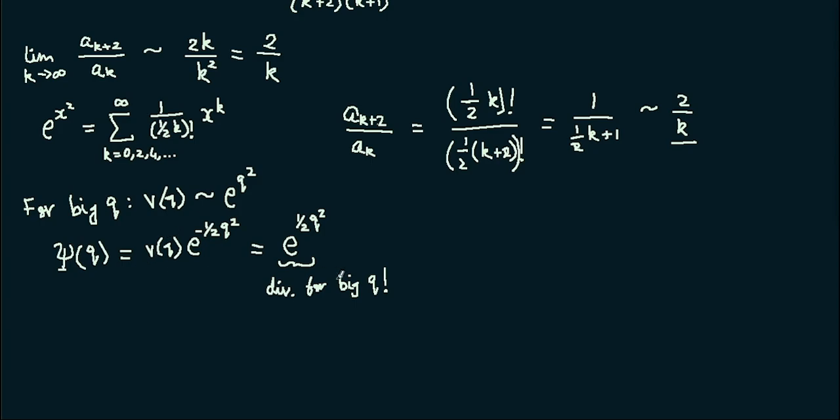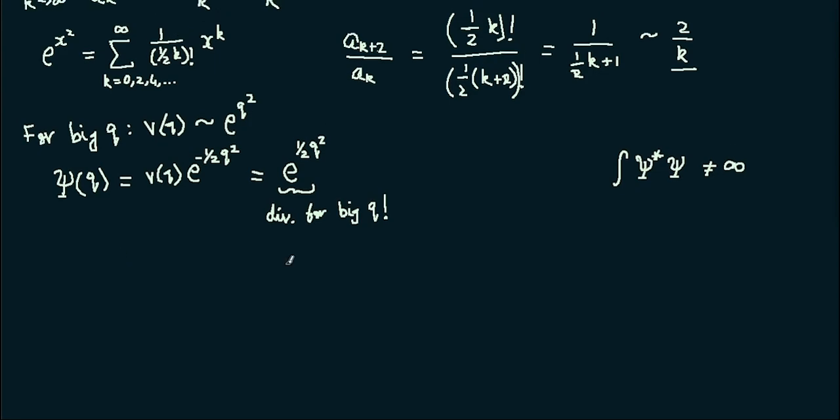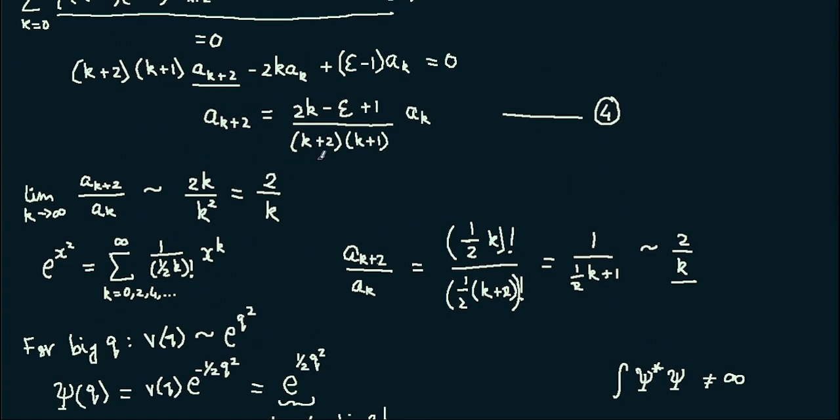Remember that a wave function is said to be normalizable if it is square integrable, so that this integral over here has to be finite. If it's infinite, then it is not normalizable, and this function is not normalizable. So the only way this can work out is if this recurrent series breaks off at some point.